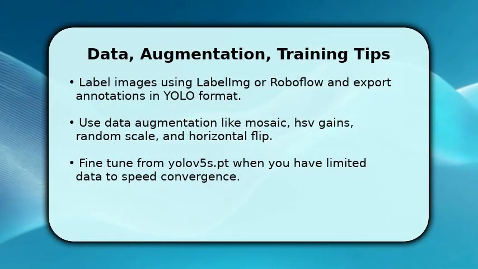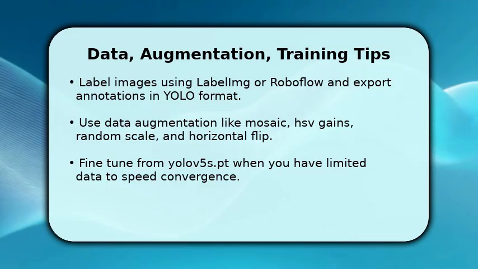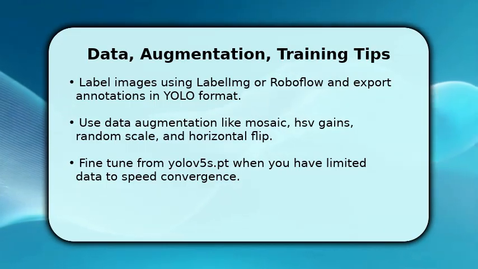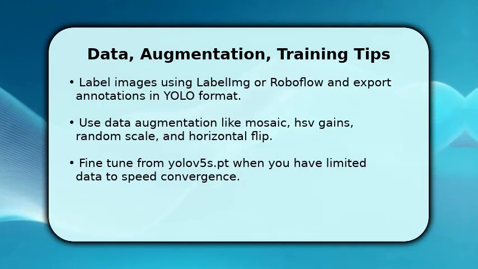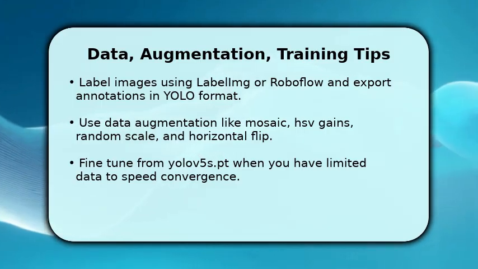Label images using labelImg or Roboflow and export annotations in YOLO format. Structure labels so each line contains class ID, x center, y center, width, height, normalized. Use data augmentation like mosaic, HSV gains, random scale, and horizontal flip. Adjust hyperparameters in hyp.yaml for learning rate, momentum, weight decay, and augment strength.